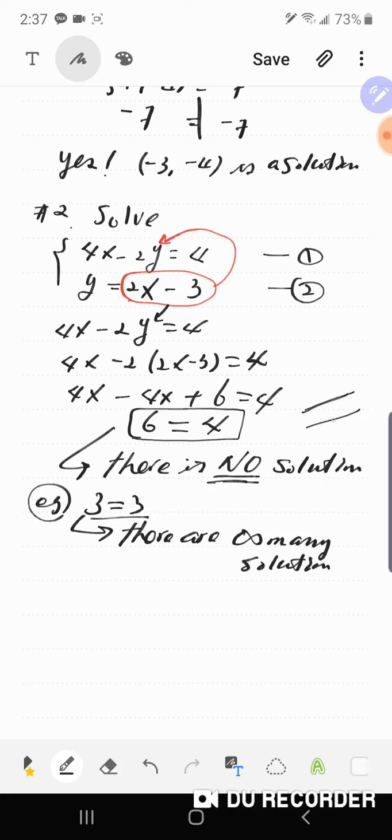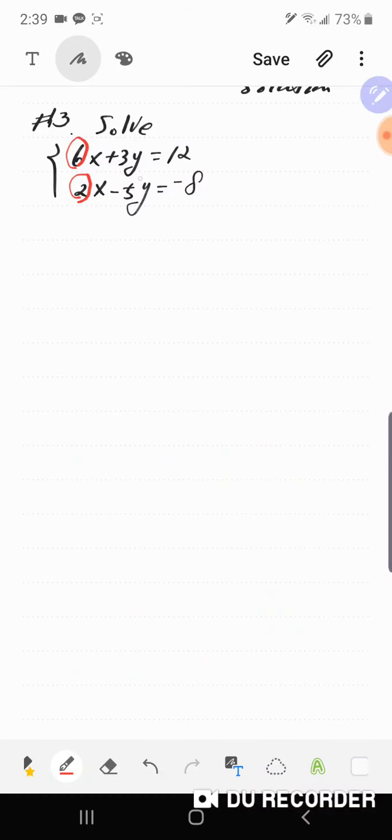Example number 3. In this case, we can try the elimination method. So let's think about the coefficients of x and y. The coefficient of x is 2 and 3. How about y? 3 and -5. So we can make the same coefficient with different signs. Here's equation 1, and this is equation 2. Let's multiply the second equation by -3. Then this will be -6x plus 15y equals -24.